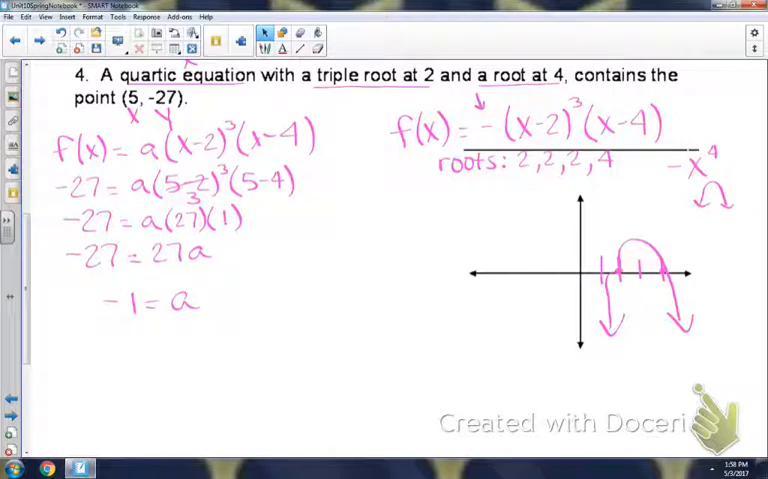Okay, again, I didn't do it on the other ones, but you could always check this and make sure it's in the correct quadrant. So 5 would be -27, which would be down here. Okay, so that's a way that you can also check the direction of your graph.